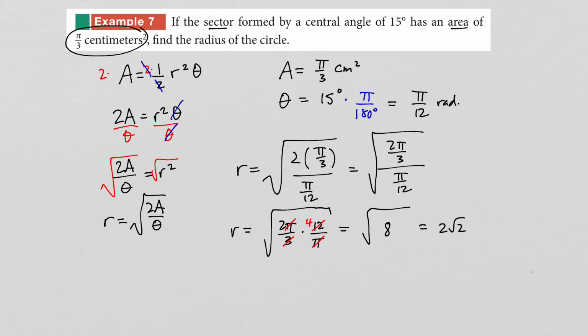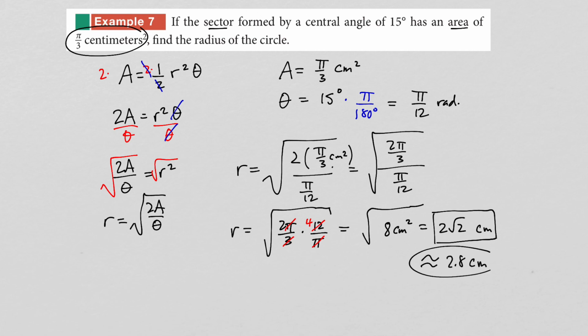Now, also we had units in here. The units were centimeters squared, so my apologies for that. When you take the square root of centimeters squared, you get centimeters. So the radius of this circle must be 2 radical 2 centimeters. And if you want, you could plug that into a calculator. 2 radical 2 is approximately 2.8 centimeters. So just pay attention to whether they ask you for the exact answer or if they ask you to approximate it.